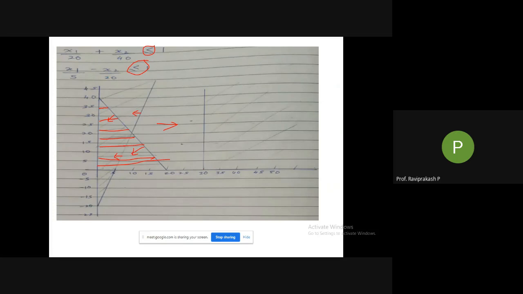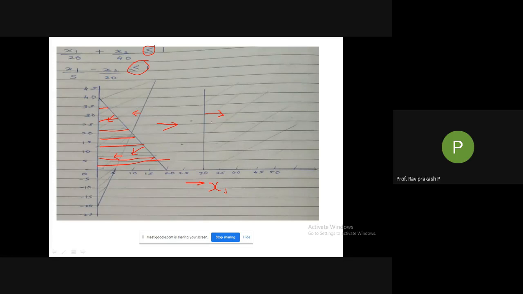X1 is on the x-axis. So this is x1. It is on 30. I am drawing a vertical line at 30, and it says greater than. Greater than always means 30, 35, 40, so it should be on this side. I have marked the area on the right side, since they have said greater than. So this area is marked.